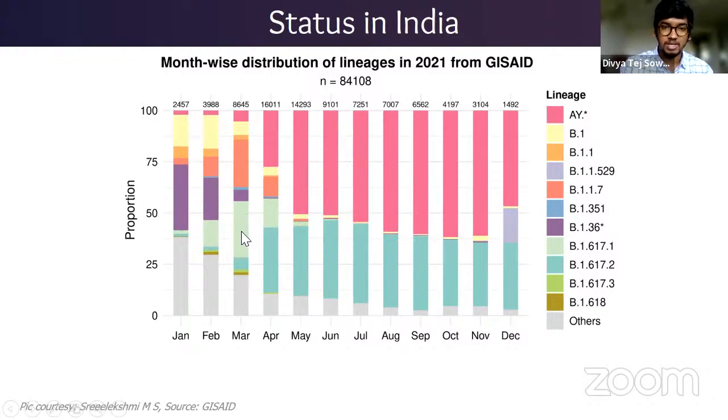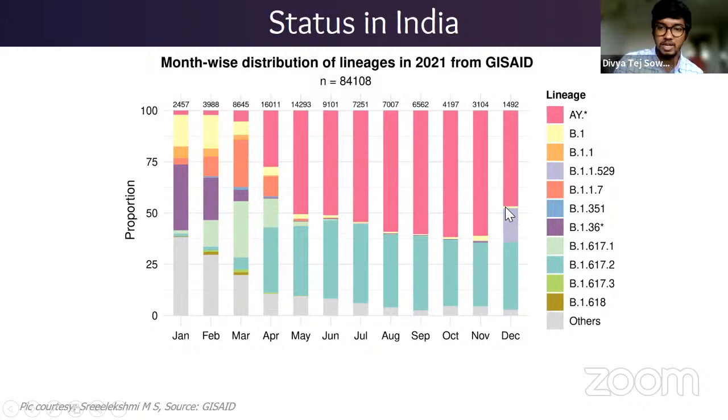And we had this other 617.1, which is also called the Kappa variant, which at that time was called a double mutant or whatever. And that was responsible for a large number of infections in Maharashtra and all. But by the time April came and the second wave was at its peak, the 617.2 variant, which is the Delta variant, as well as AY lineages, which are nothing but sublineages of Delta, had quickly overtaken. And the landscape was predominantly Delta and its sublineages all the way till November.